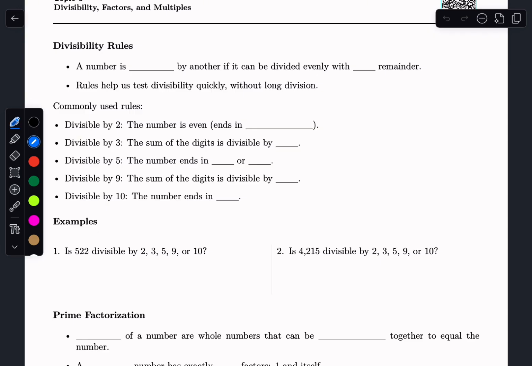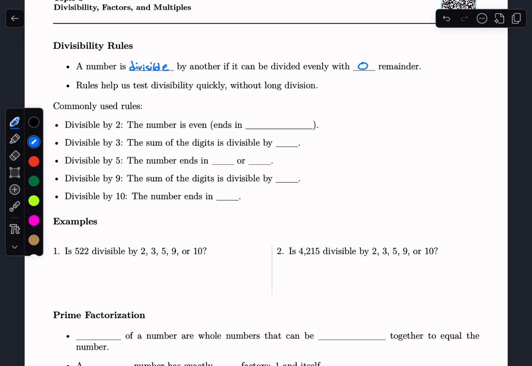So first, divisibility rules. A number is divisible by another if it can be divided evenly with zero remainder. In our essential skills lesson, we talked about how to find remainders using long division. The idea of divisibility is that when you divide, you get zero remainder. But we don't always want to have to do long division. So we have a couple rules for common numbers where we can check very easily if they are divisible by that number. Our first one here is 2.